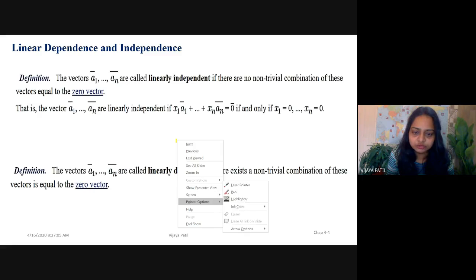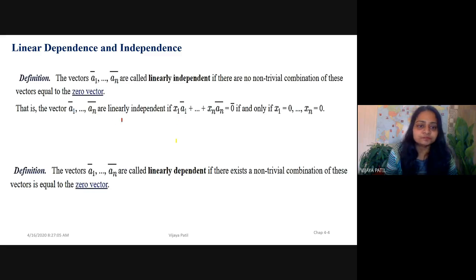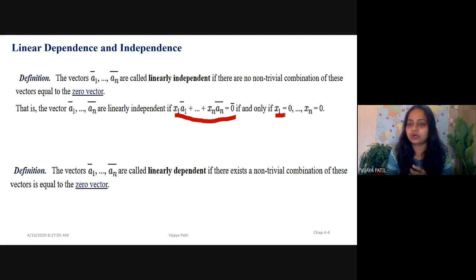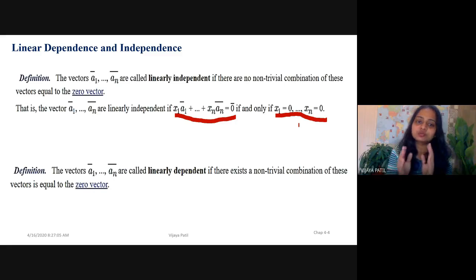So it's linearly independent. This is the relation we have seen in the linear combination, and if in this linear combination all the constants, x1 to xn, are zero at one go, then what will happen? Such a relation will not exist. If this relation does not exist between them, that means the vectors are linearly independent.